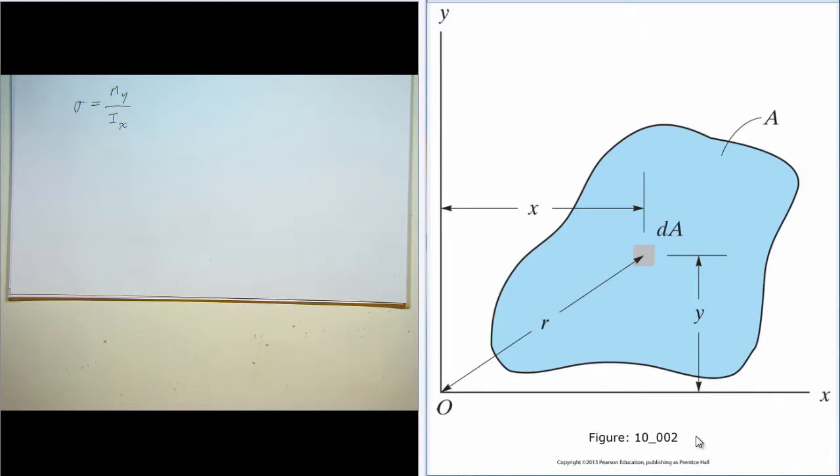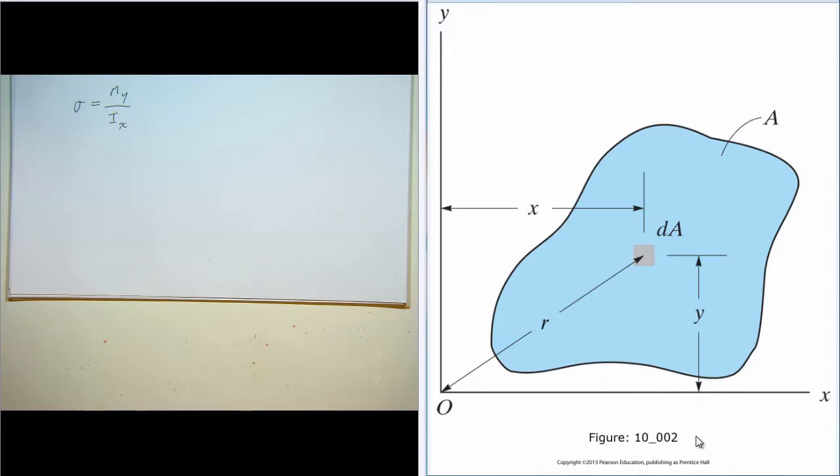here on the left, where sigma is the stress, the bending stress, M is the bending moment, y is the distance from the principal axis, and Ix is the moment of inertia about that axis. So this equation gives you the stress at a distance y from the axis. And you can see that it's inversely proportional to the moment of inertia. So beams with a high moment of inertia can withstand a lot of bending moment without having much stress.